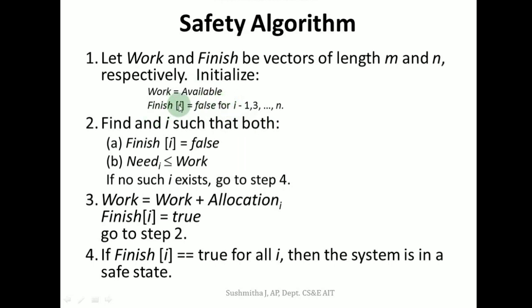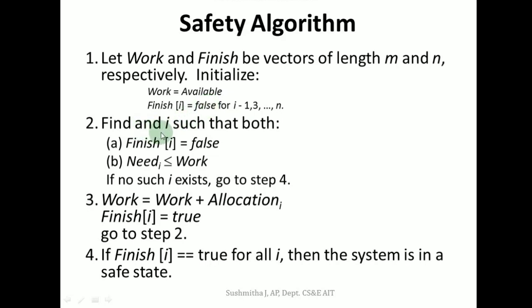Now what is finish of i? i is the process. If you have 5 processes, then it would be finish of 5. We are initializing it to false, indicating that every process has not completed. So finish is false, indicating that the process has not completed. When the process completes, then we set the finish to true.